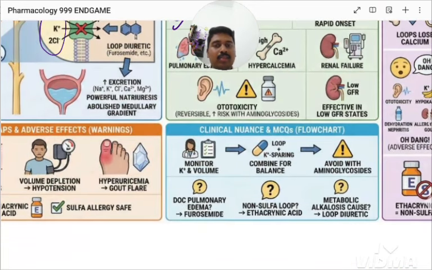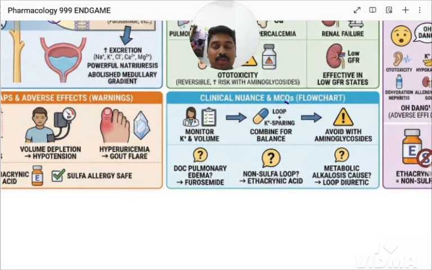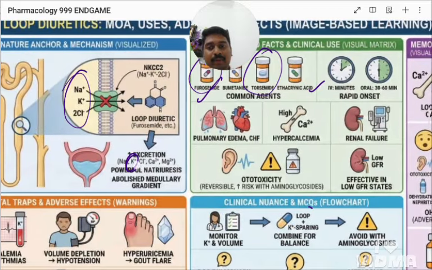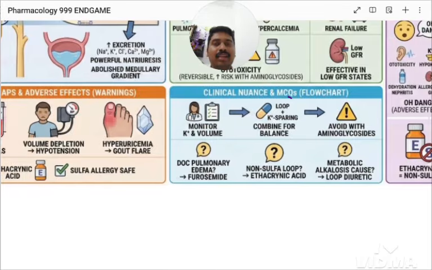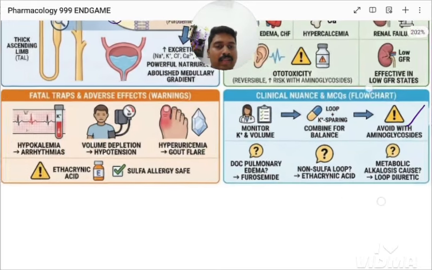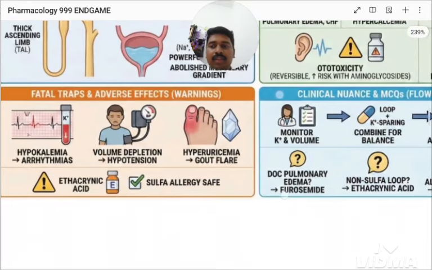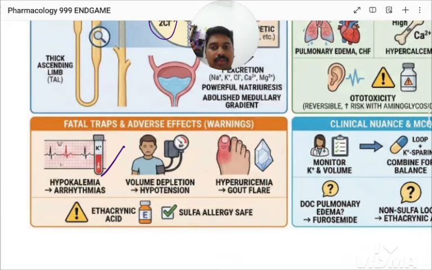Next, one thing we should monitor is potassium. Because loop diuretics increase excretion of potassium, it will cause hypokalemia. Because of that, remember, we give it with potassium sparing diuretics, that is spironolactone and eplerenone. And avoid with aminoglycosides, I have already told you. Hypokalemia can occur with furosemide overdose. Volume depletion can cause hypotension, and it can precipitate hyperuricemia. So gout flare can be precipitated with loop diuretics.